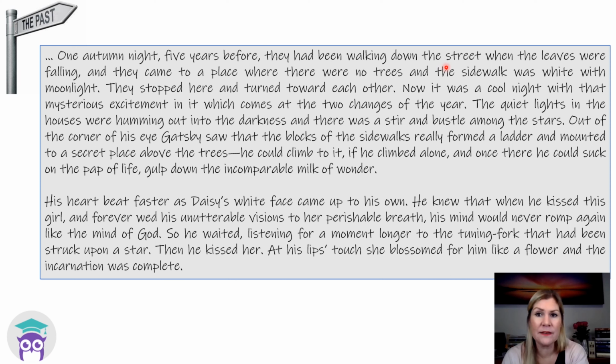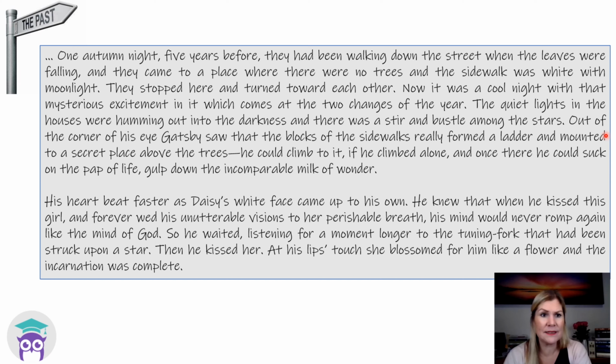They'd been walking down the street when the leaves were falling, and the sidewalk was white with moonlight. So this is in autumn. It's a cooler time, so it's not a passionate sort of hot summer month. So it's a little bit cooler, it's a little bit calmer, but it is romantic, the sidewalk being white with moonlight. It was a cool night with that mysterious excitement in it which comes at the 2 changes of the year. So notice this idea about shifting, times changing.